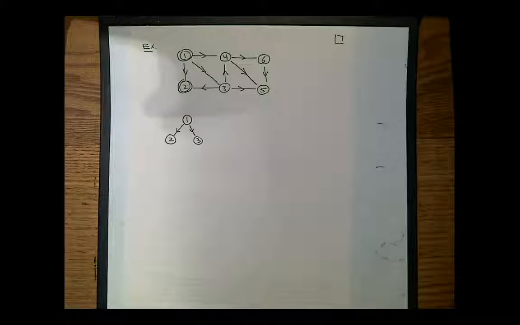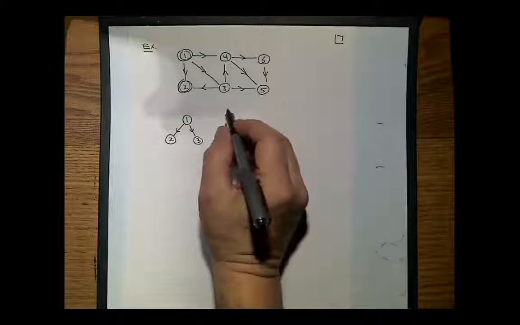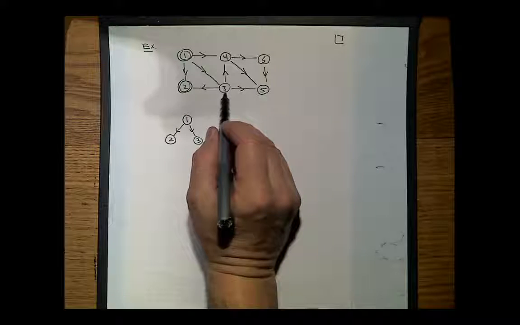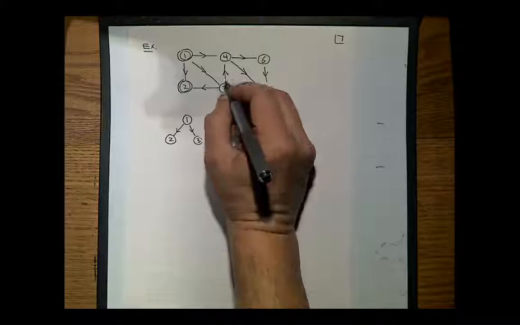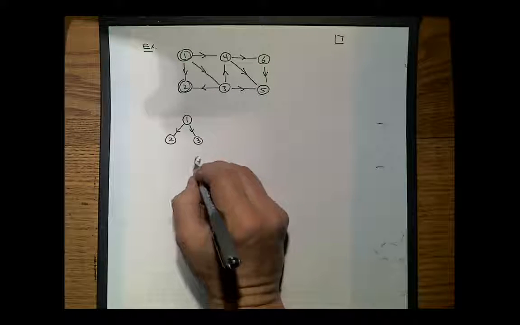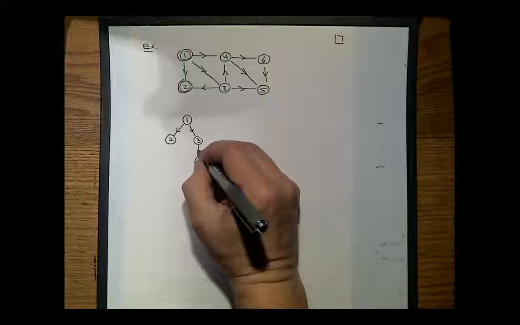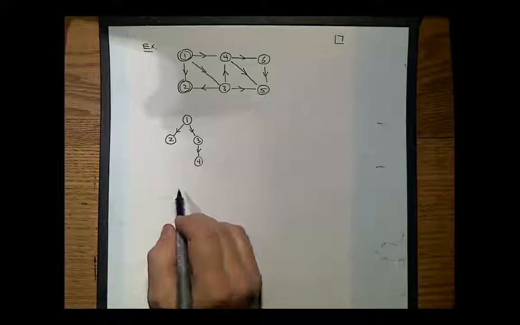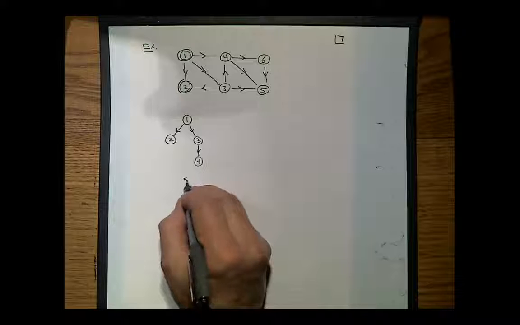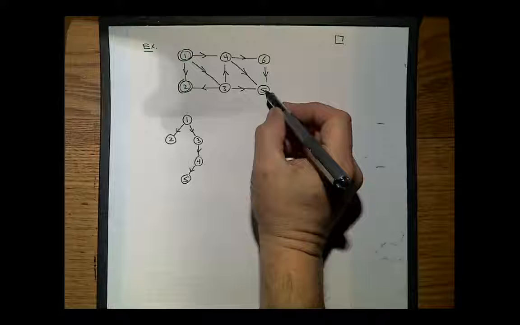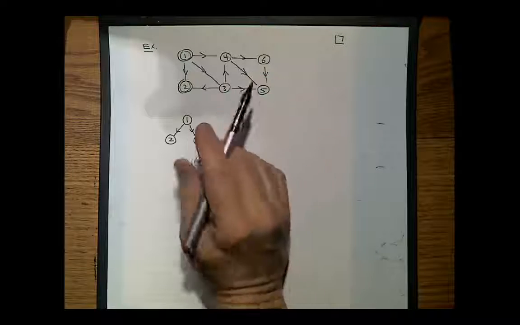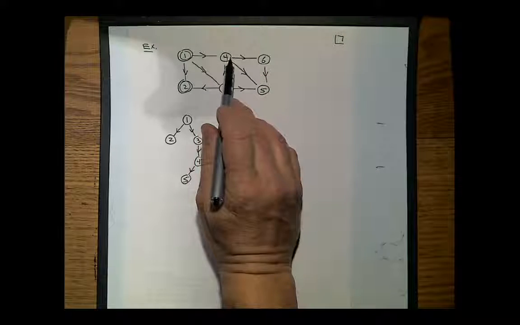Drawing the DFS forest right now. So from 3, what can I discover? I can discover 4. And I prefer that. From 4, what can I discover? 5. From 5, what can I discover? Nothing. So go back to 4. What else can I discover from 4? 6.